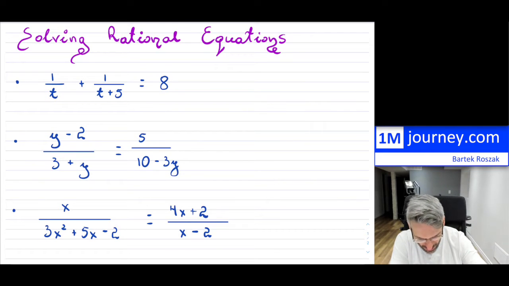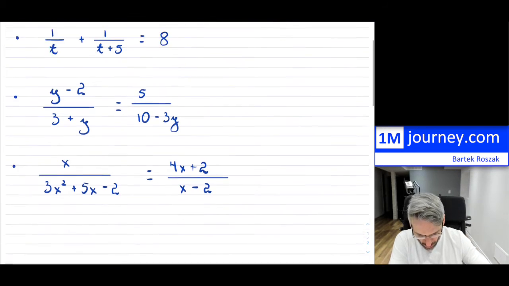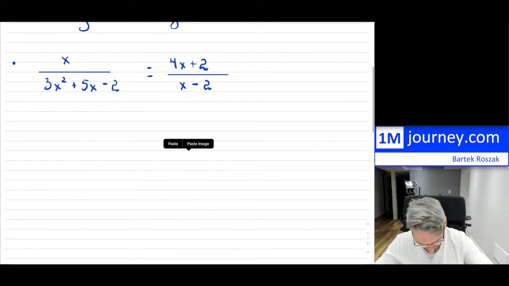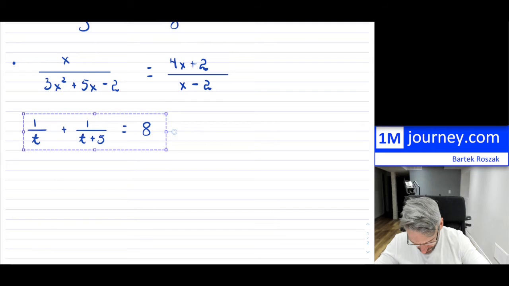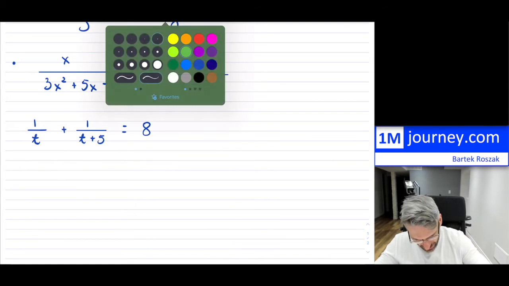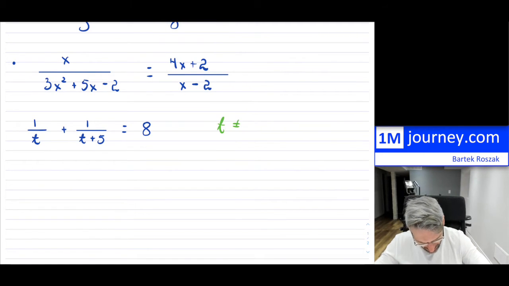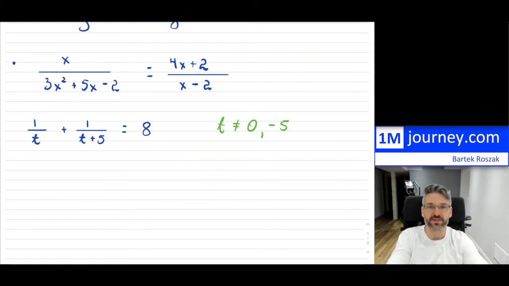So I will take this equation and let's see how we can work with it and solve it. Okay, so here it is. We certainly cannot have t equal to 0 and t cannot be equal to -5. All right, so that's the first thing. Now, our unknown is in the denominators, and not only that, we have a fraction form on the left-hand side, and then just a number on the right-hand side. So I'm going to start manipulating these.